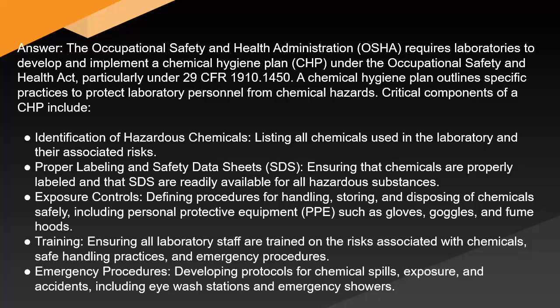Critical components of a CHP include identification of hazardous chemicals, listing all chemicals used in the laboratory and their associated risks; proper labeling and safety data sheets (SDS), ensuring that chemicals are properly labeled and that SDS are readily available for all hazardous substances; and exposure controls, defining procedures for handling, storing, and disposing of chemicals safely, including personal protective equipment (PPE) such as gloves, goggles, and fume hoods.